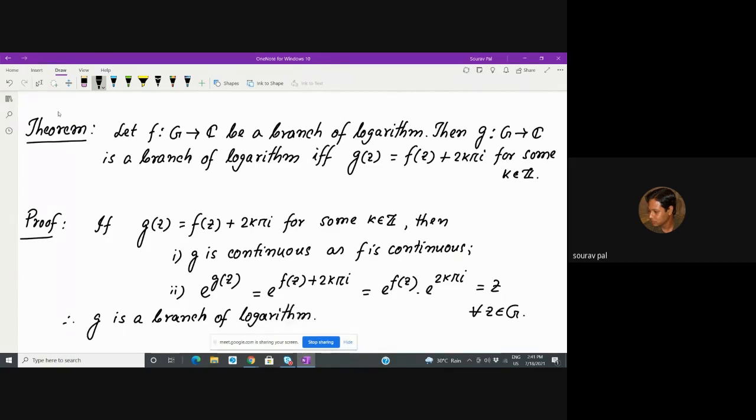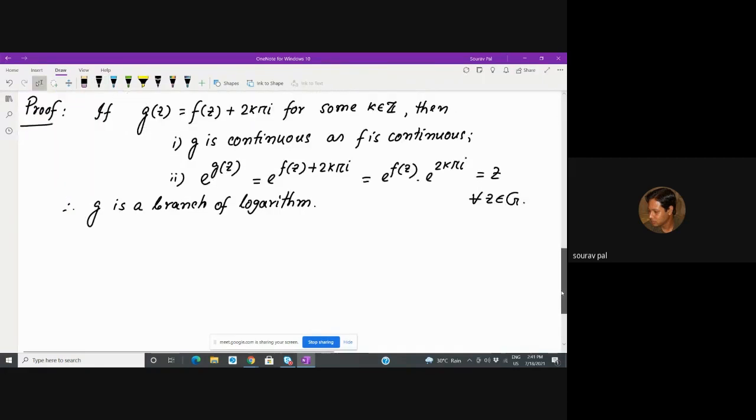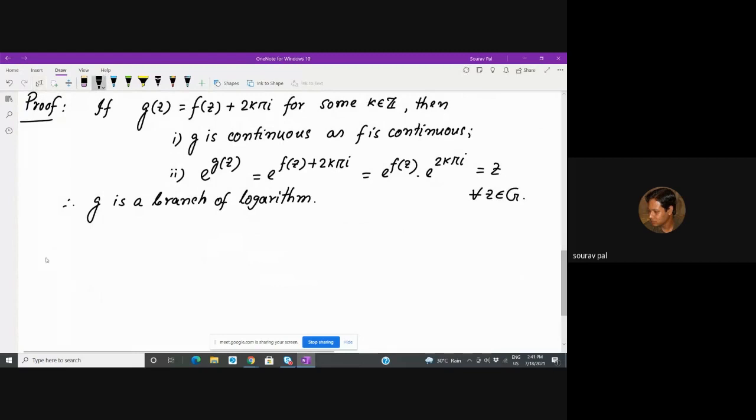Okay. Now, what about the converse part? How do you show the converse? So let you have a branch f of logarithm.